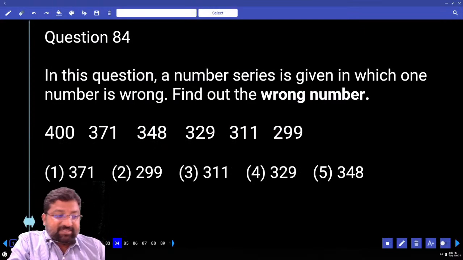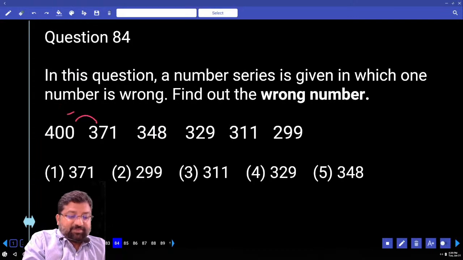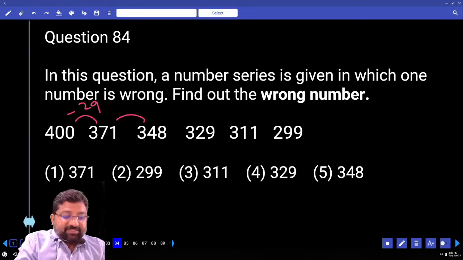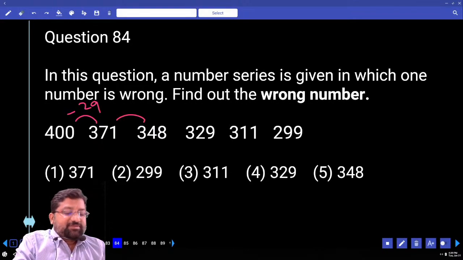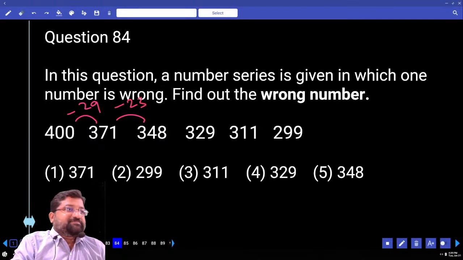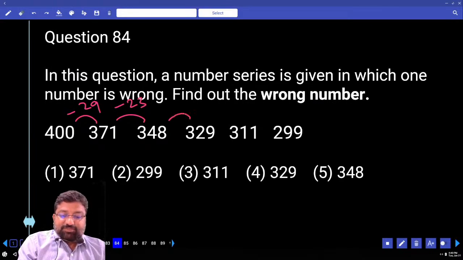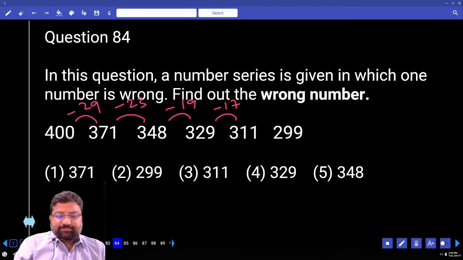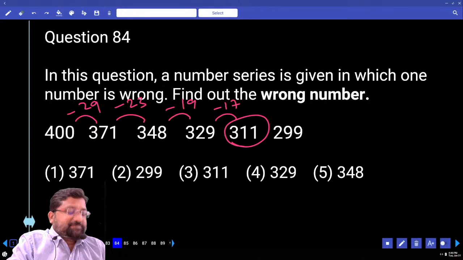84. Increasing or decreasing? Decreasing. Huge or gradual? Gradual. Come on, how much is this? Minus 29. 371, 348. Forget about 3. Think about 71, 48: 23. Minus 23. 29, 23, enough. What are 29, 23? Prime numbers. And this is how much? Minus 19. This should be minus 17. Is it 311? It should have been 312.